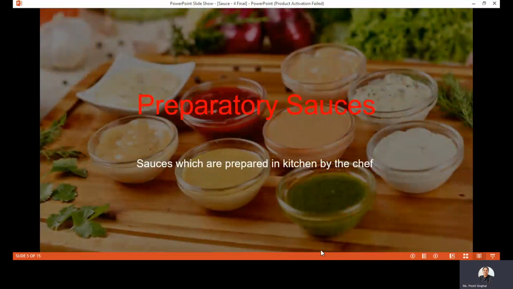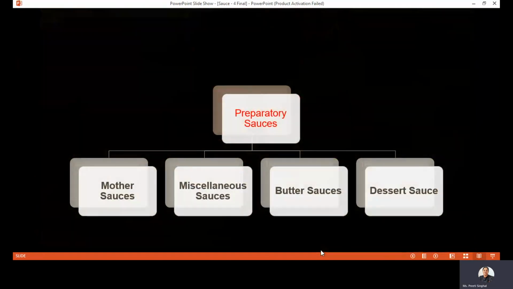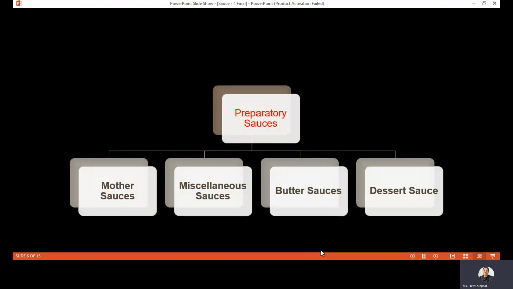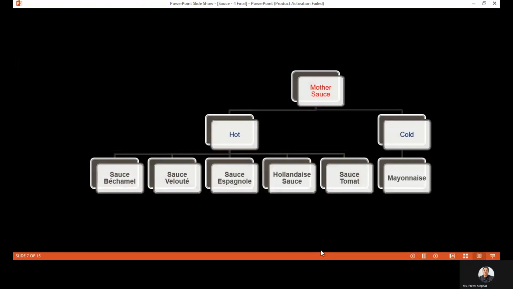Now, next is preparatory sauces. Preparatory sauces are prepared in the kitchen by the chefs. Now again, this has been divided into four categories: mother sauces, miscellaneous sauces, butter sauce, and dessert sauce. So, what is mother sauce?